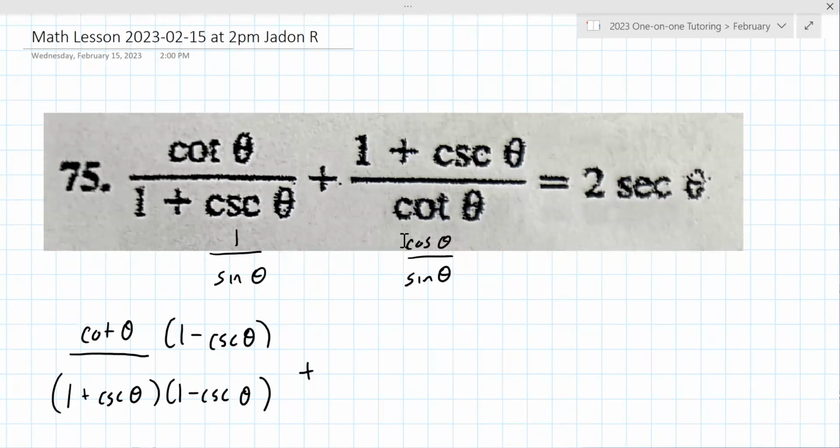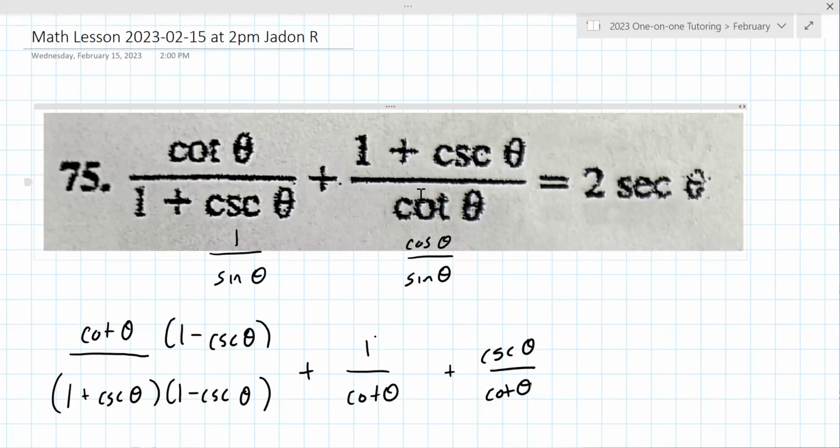Can't you just do the same thing to the top as you did to the denominator? You generally wouldn't manipulate the 1 plus cosecant theta. What I'm suggesting here is you write 1 over cotangent theta, cosecant theta over cotangent theta, possibly. I'm not sure, but that's one possibility. Do you follow how I did that? Is that okay? Oh yeah, you just split it. Yeah, just split it.